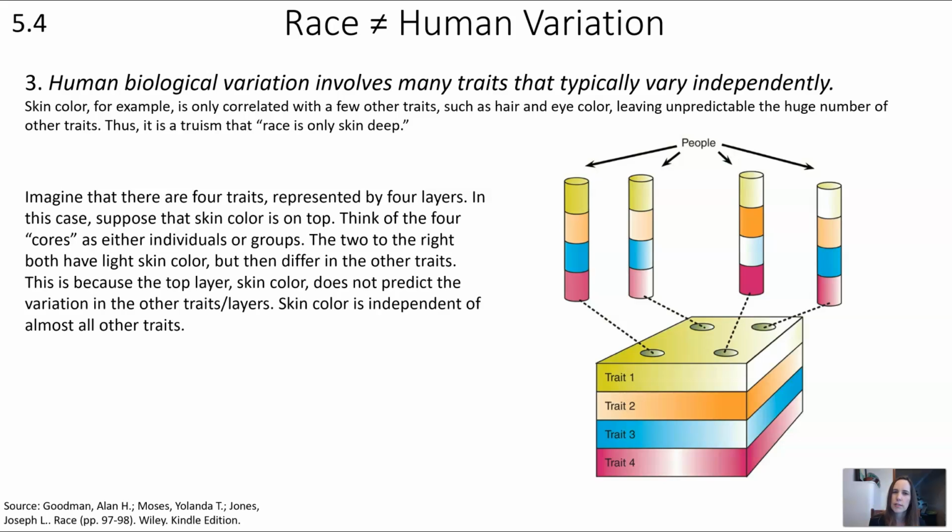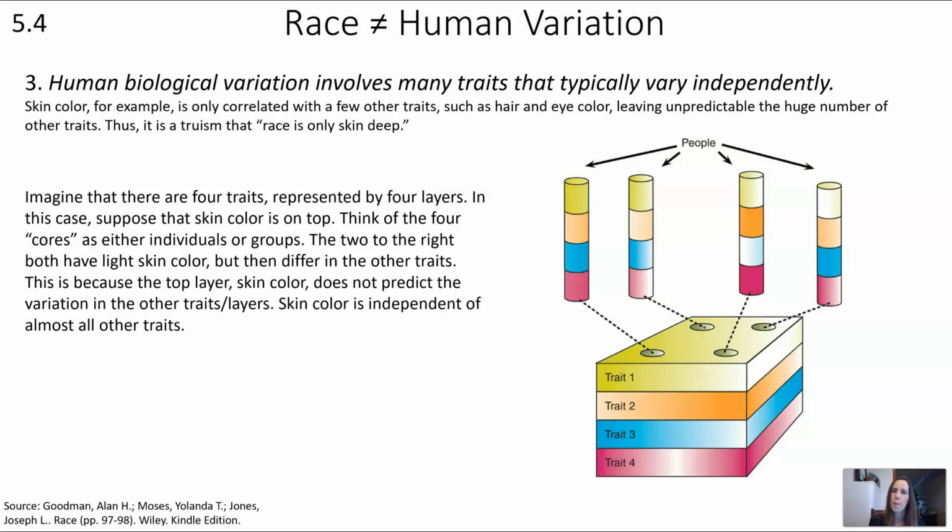Okay, the third reason that I want you to understand of why race does not explain human variation is that human biological variation involves many traits that typically vary independently. Skin color, for example, is only correlated with a few other traits, such as hair and eye color, leaving unpredictable the huge number of other traits.